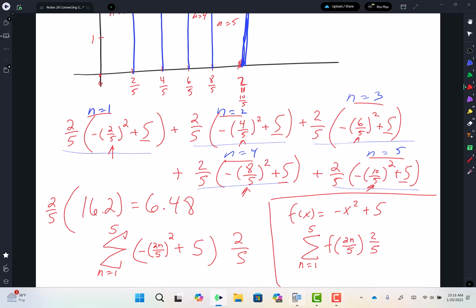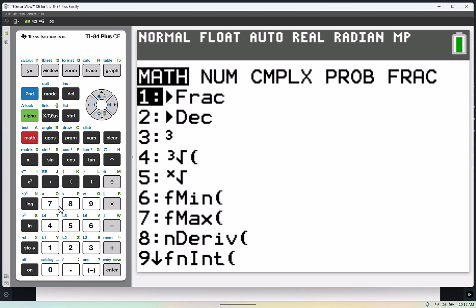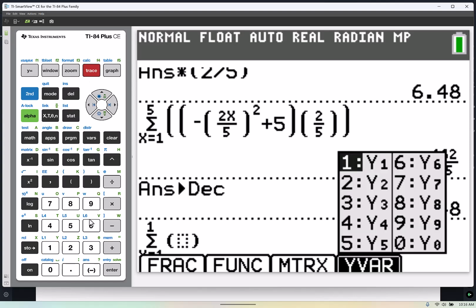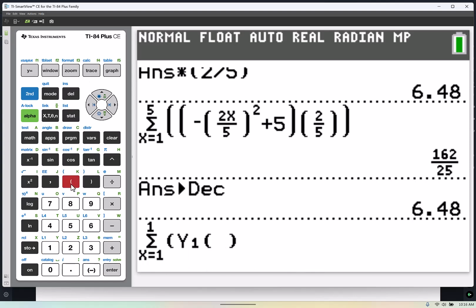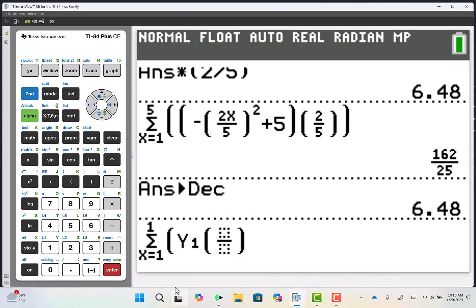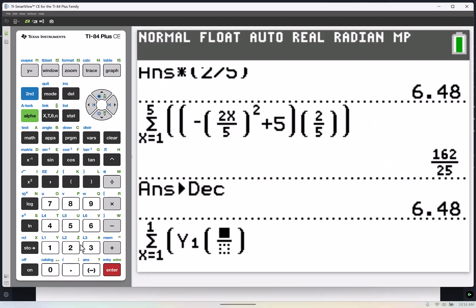Let's test it. So here we go. Math, number 0. So we already got that down. Remember, we already have the function in our calculator, right? To 1. And I'm going to push alpha trace y1 of parenthesis. I'm going to put it with the fraction feature. And what did I put in there? 2n over 5. So I'm going to put 2n. Yeah, ask me, because I make mistakes all the time.